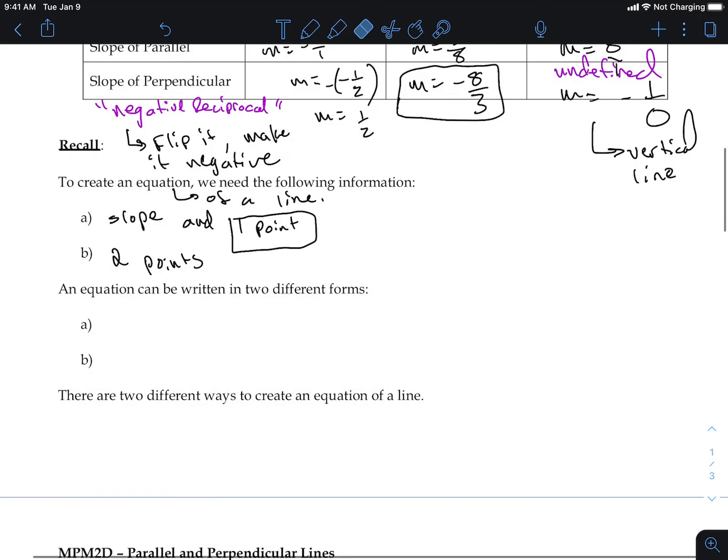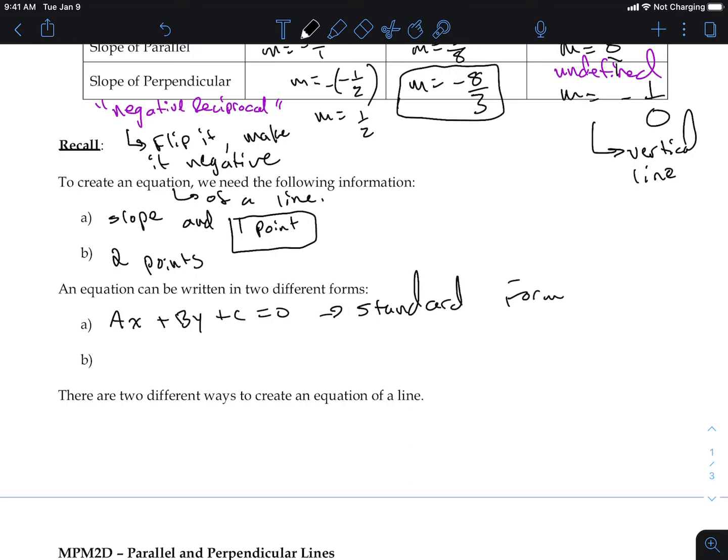And then we can always have 2 different ways to write the equation of a line. We've seen them both already. It's ax plus by plus c equals 0. That's what we call standard form. You guys know that. And you can also have the one that's most useful, probably, y equals mx plus b, which we call slope intercept form. It's kind of a nice lesson. Just brings us back, like deja vu.